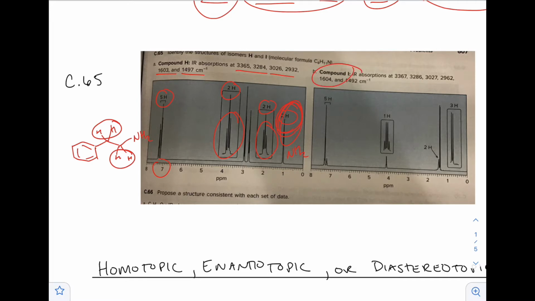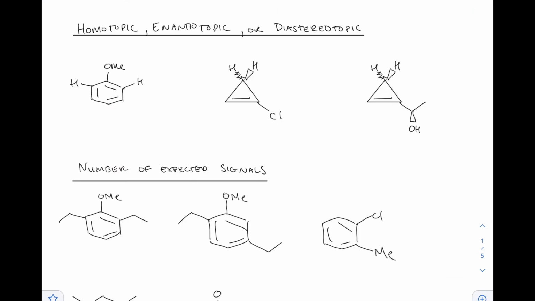You can do it. All right, so let's cover homotopic and enantiotopic or diastereotopic protons. What's the deal with this? I'm trying to summarize this as easily as possible with what we know. Each of the explicitly drawn protons are the ones we care about, like these and these. We're going to identify these as homotopic, enantiotopic or diastereotopic.